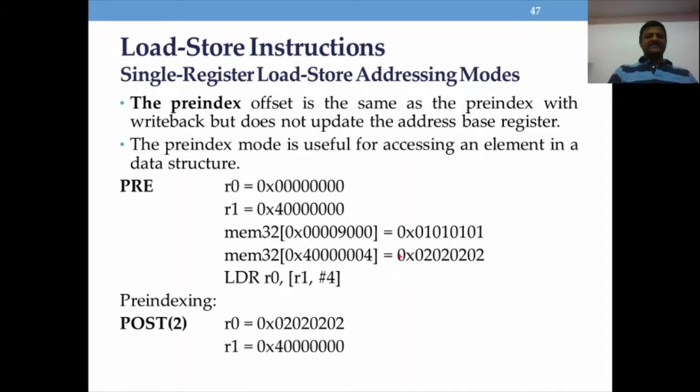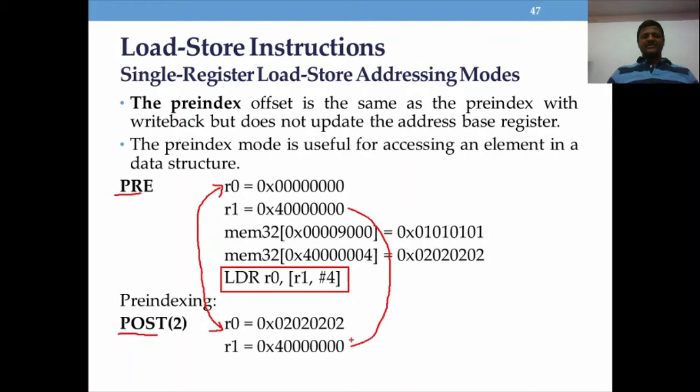In case of pre-indexing, we can observe the same example but in the absence of the exclamation symbol. Now look at the example LDR R0, [R1, #4]. Now compare this R0 with the content of R0 after execution and before execution. Here pre and post mean before and after execution. A similar method you can use to write any experiment output also. Here also we will compare the content of R1.